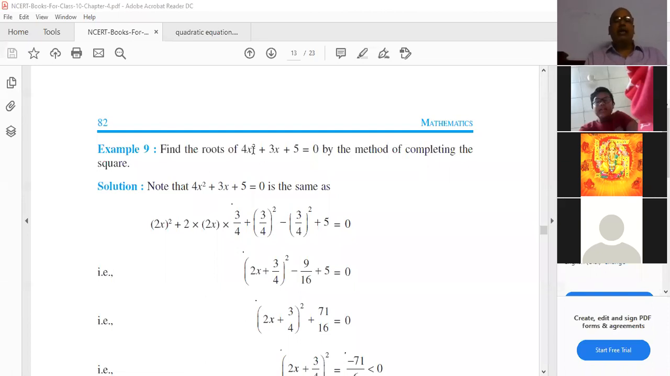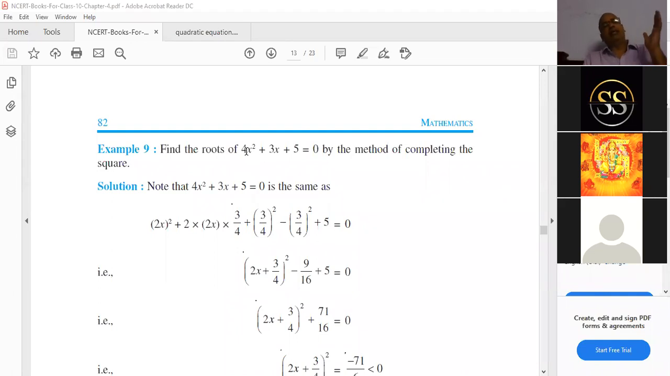4x square is already there, so it is already in square form. You don't need to multiply, Amma. Only when the x square coefficient is not a perfect square, at that time you have to multiply. If the x square coefficient is 1, automatically you can write x whole square, a means x only. Is it okay to all? If it is a perfect square, you don't multiply. If it is not a perfect square only, you have to multiply.